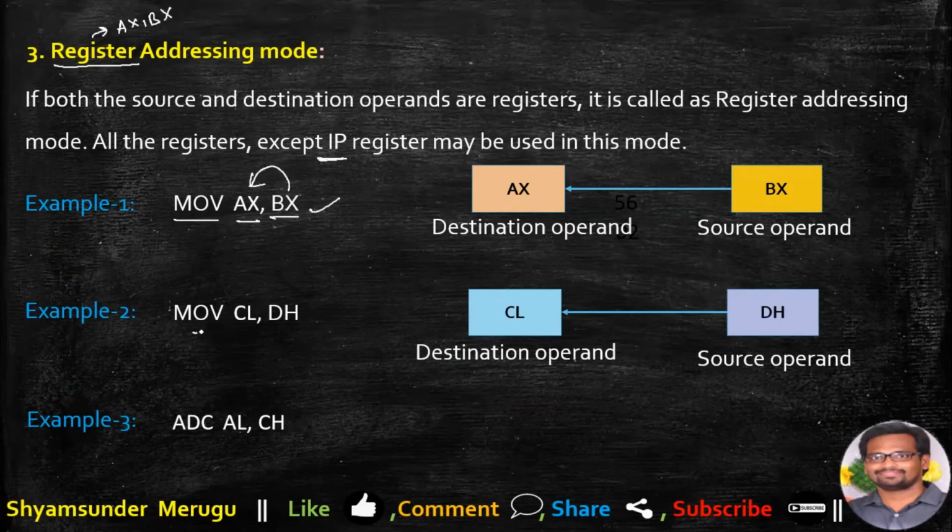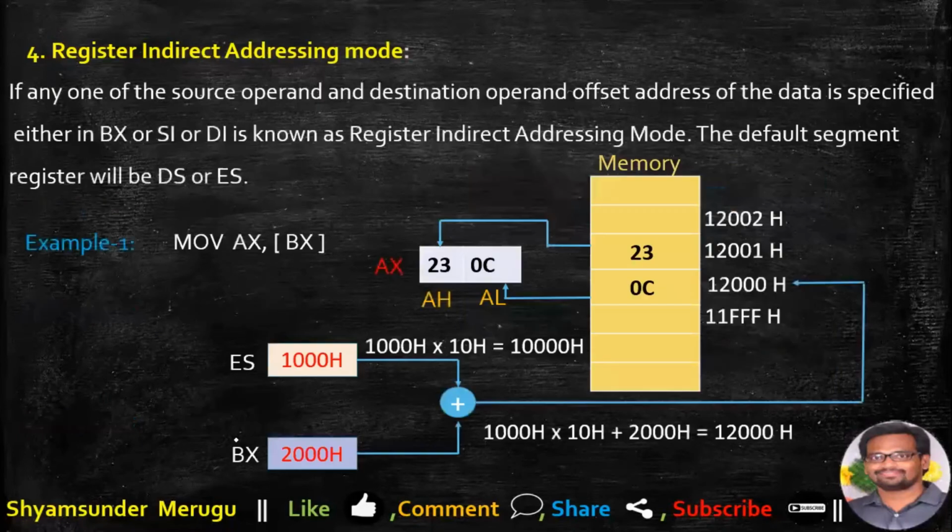And also we can specify the instruction by using an 8-bit register. The contents that are there in DH will be moved to the CL register. And we may also use some other instructions. Here ADC stands for add with carry, right? Now the content of CH and the content of AL will be added up, and if any carry is also generated, that will be added and the result will be available in AL, right? So this way your register addressing mode works.